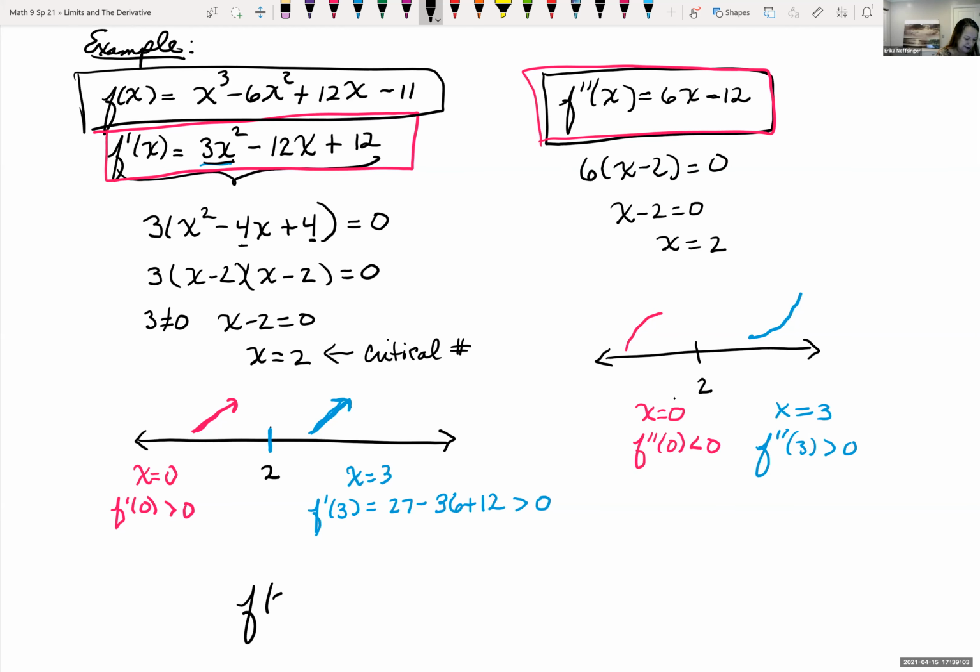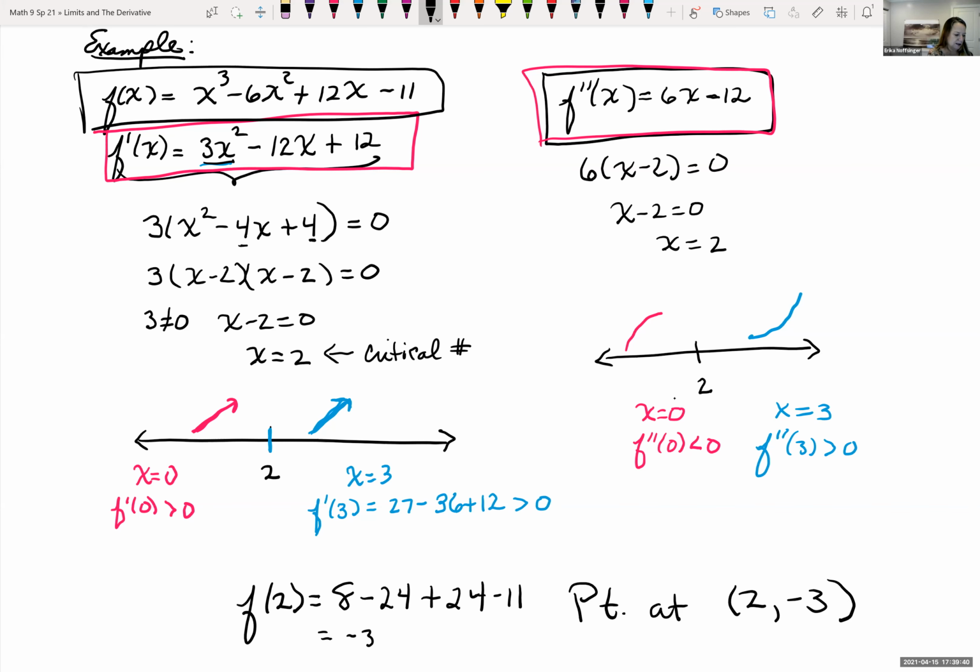So let's look at what is f of 2. So f of 2, 2 cubed is 8, minus 6 times 2 squared. 2 squared is 4 times 6, so that's minus 24, plus 12 times 2, so 24, minus 11. I noticed I had a negative 24 and a positive 24 cancels. 8 minus 11 is just negative 3. So we have a point at 2, negative 3.